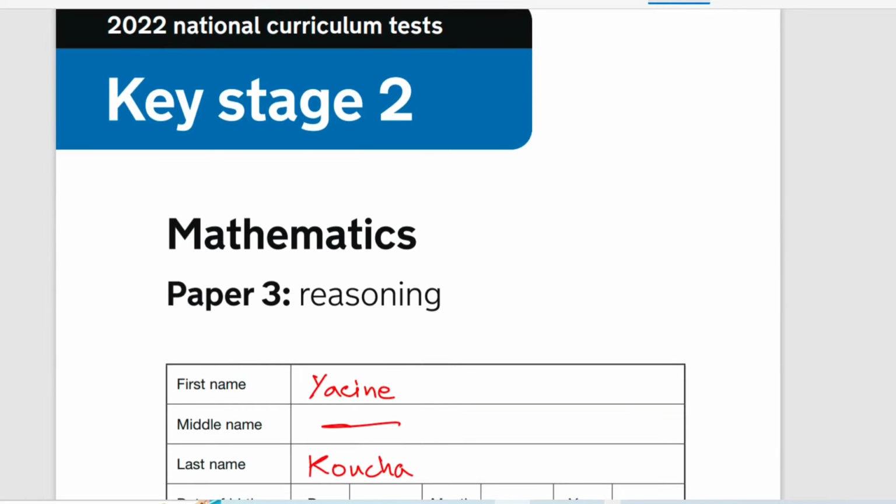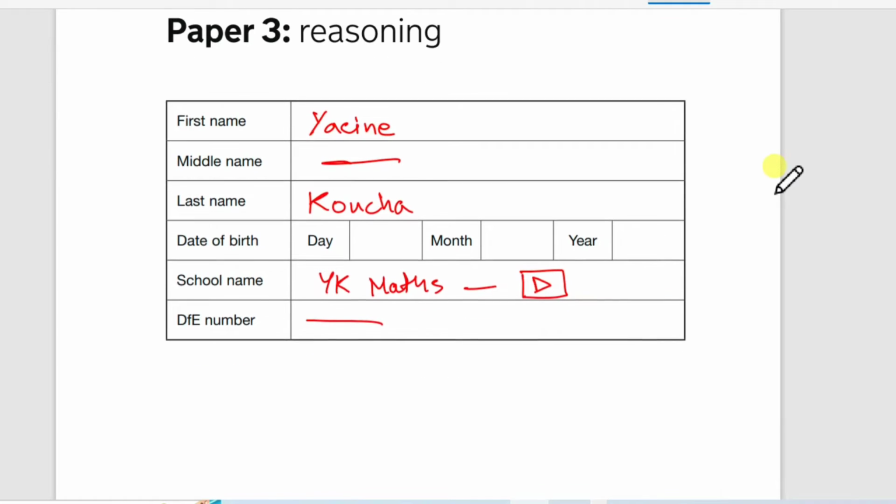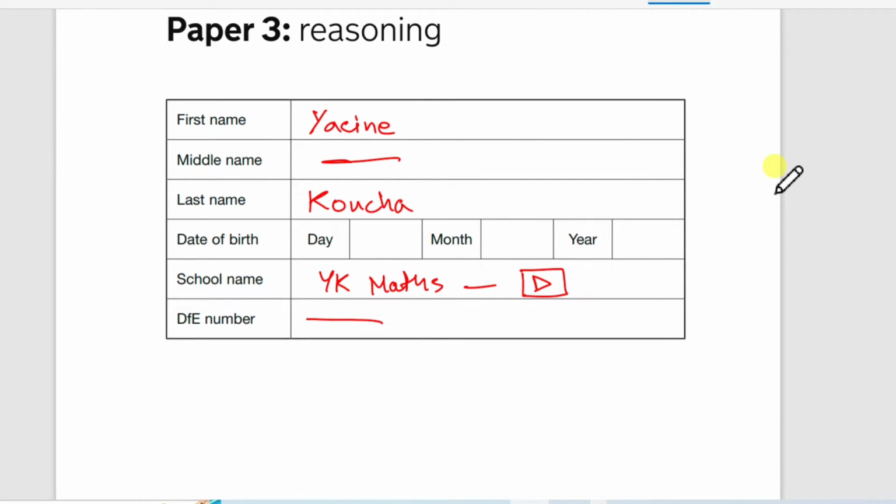So in this one, we'll be working on the 2022 Key Stage 2 Maths Paper 3 Reasoning. And in this one, we'll be going through the whole paper. Just like the other two papers, we're going to go from top to bottom, going through every question step by step until we completely understand how to do it.